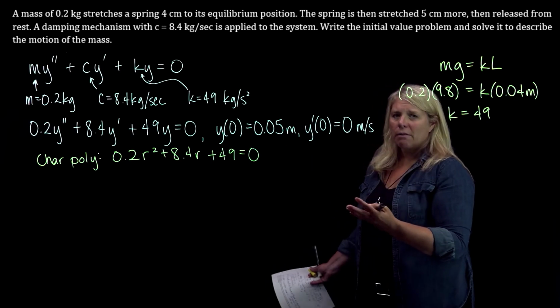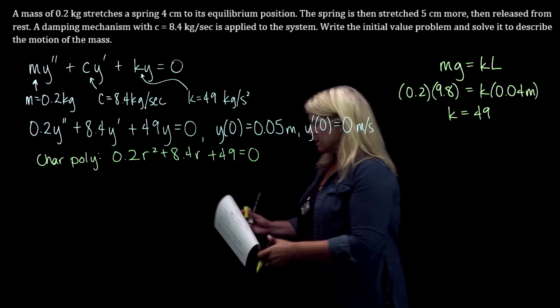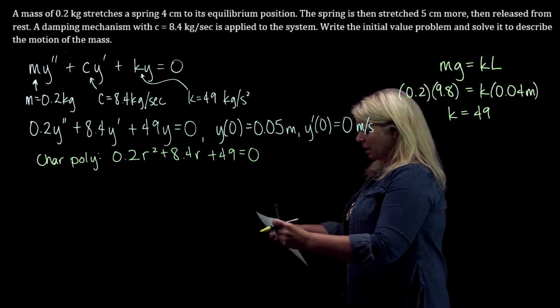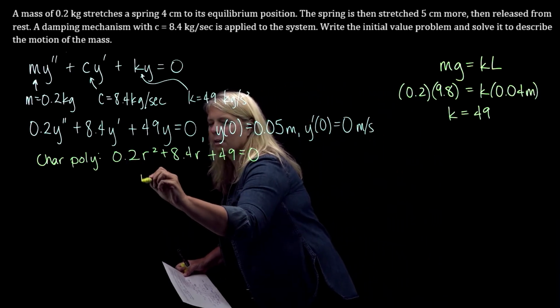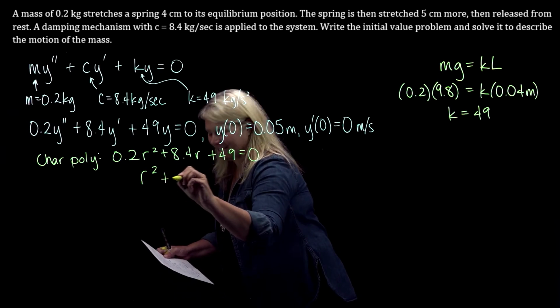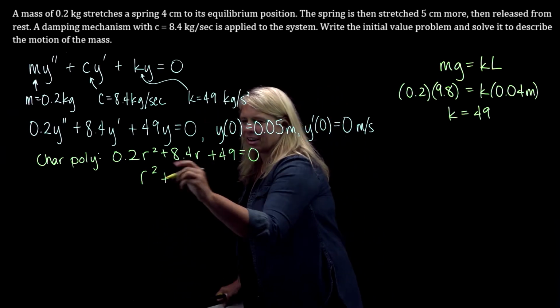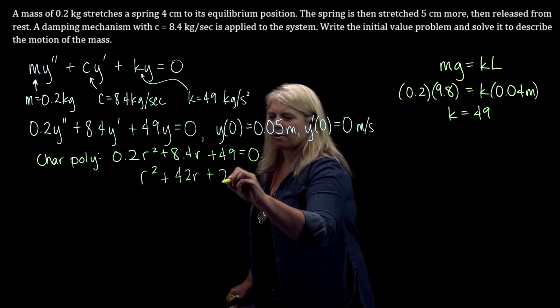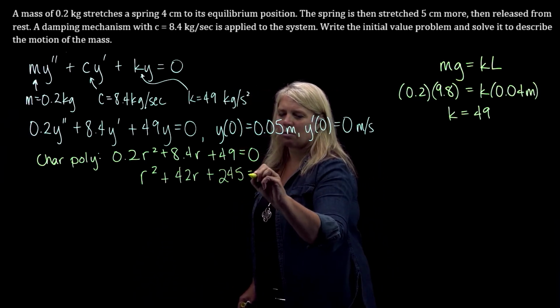So this one, written in that form, it's maybe not super easy to see, but if you multiply through by 5, then I can't do that in my head, but I did do that on my scratch paper here. So if you multiply through by 5, you get r squared plus 42r plus 245 equals 0.